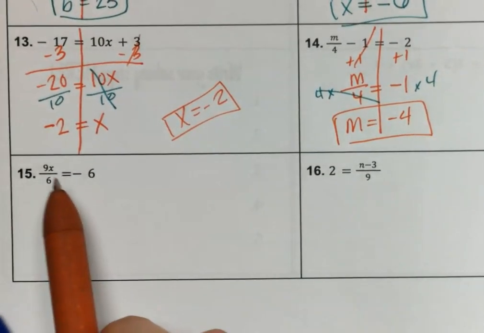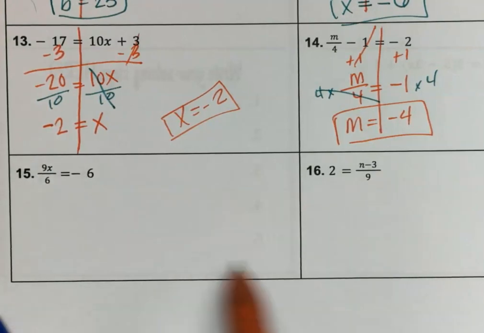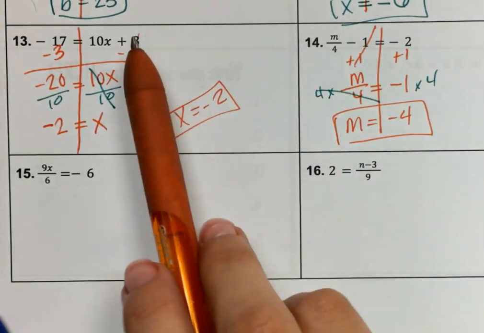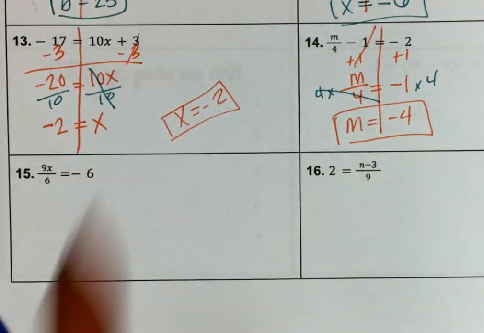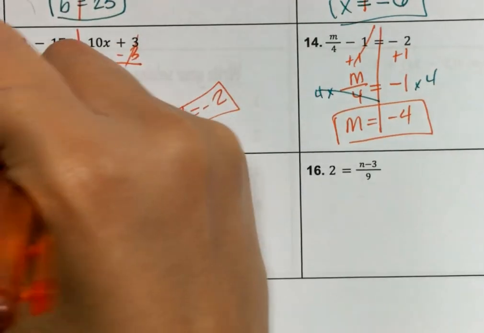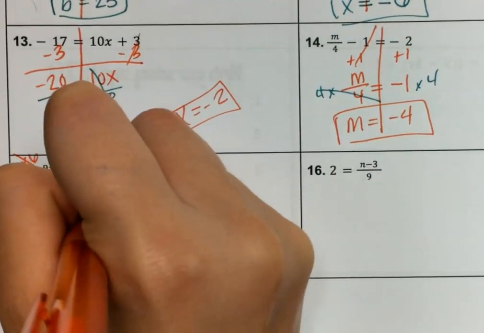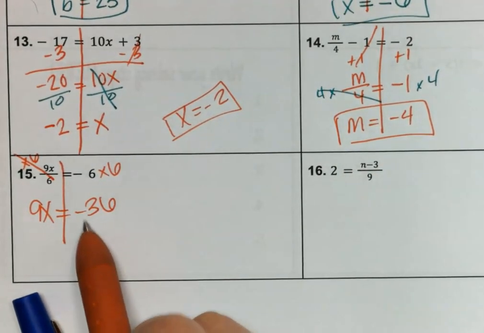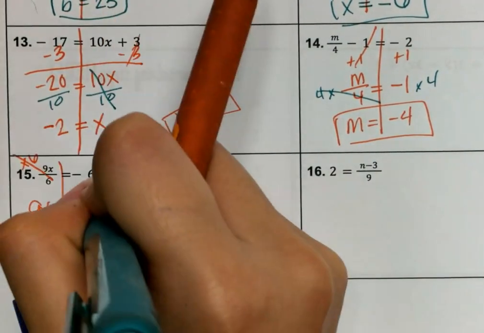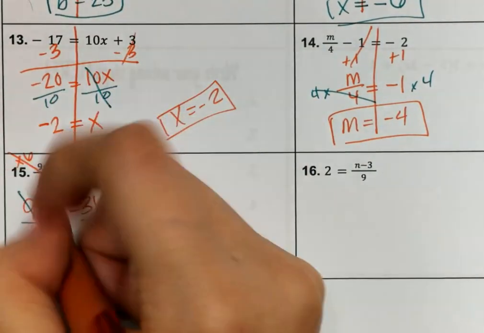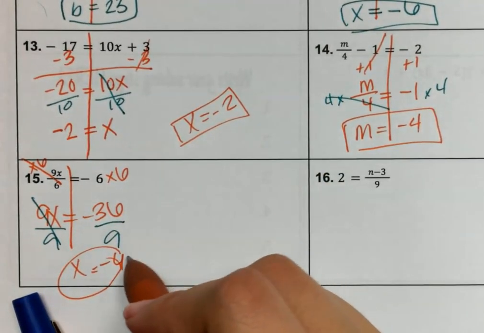For number 15, everything's being divided by 6, so we have to get rid of the fraction first. So 15 and 16 are your exceptions. Usually, you have to get rid of the adding and subtracting first, unless everything is being divided by a fraction. So to get rid of that divide by 6, I'm going to do times 6 to cancel it out, and times 6 to the other side, which leaves me with 9x equals negative 36. Because 6 times 6 is 36, negative and positive is negative. To get rid of the 9 times x, I'm going to divide by 9 on both sides and get x equals negative 4. Because negative 36 divided by 9 is negative 4.